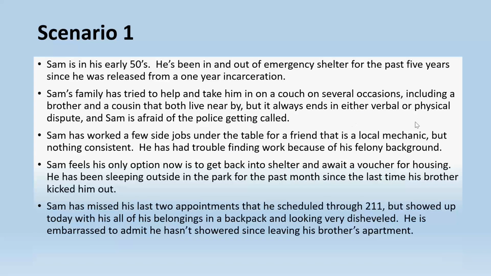Thanks, Amber. And yeah, we just want to give you a chance to put some of this into practice. So scenario one: Sam is in his early 50s, so this is a sample client. He's been in and out of emergency shelter for the past 5 years since he was released from a 1-year incarceration. Sam's family has tried to help and take him in on a couch on several occasions, including a brother and a cousin that both live nearby, but it always ends in either verbal or physical dispute, and Sam is afraid of the police getting called. He's worked a few side jobs under the table for a friend that is a local mechanic, but nothing consistent. He has trouble finding work because of his felony background.